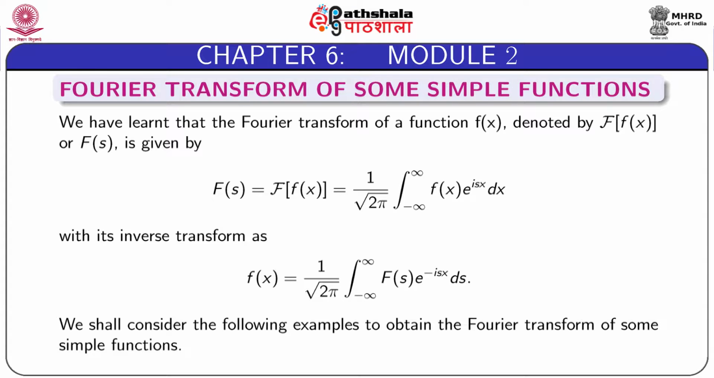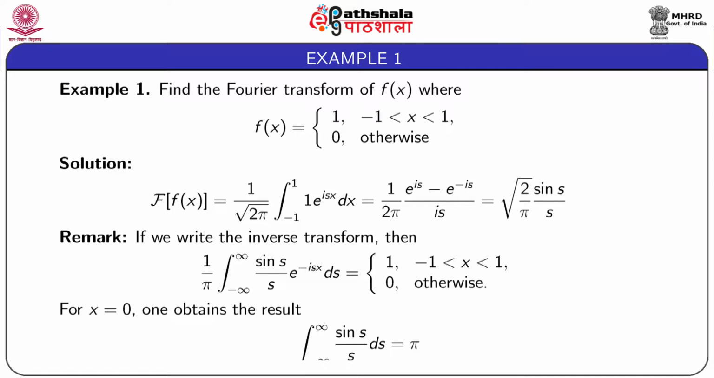defined in this way. So, f(x) you can see that it is defined in the interval minus 1 to plus 1. f(x) is non-zero in the interval minus 1 to plus 1. So, this integral starts from minus 1 to plus 1, and this is given by 1 by root 2 pi into e to the power I s minus e to the power minus I s divided by I s, which is equal to root over 2 by pi sin s by s. So, this is the Fourier transform of the given function.